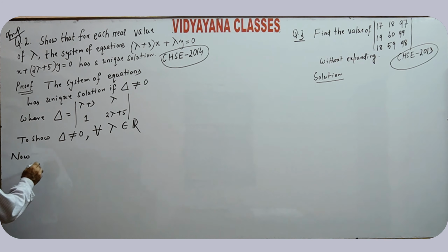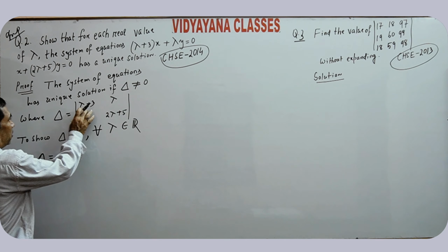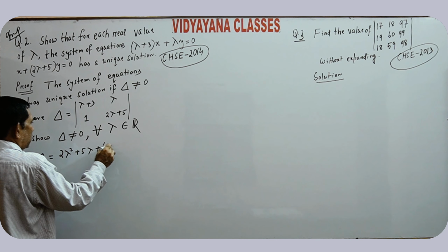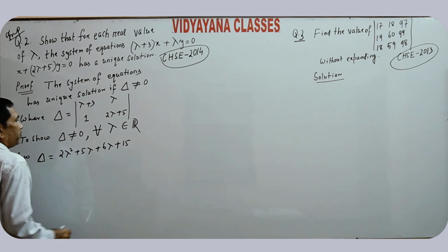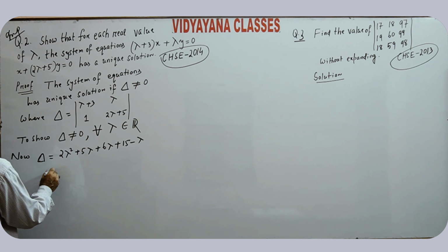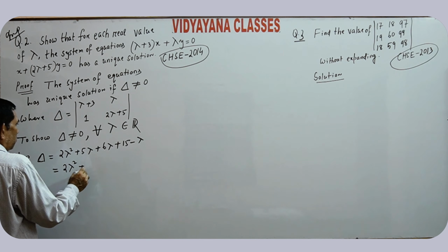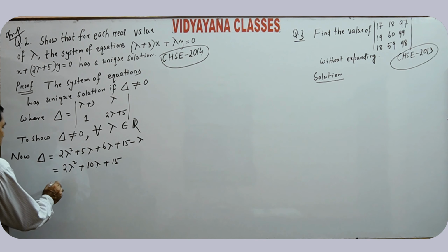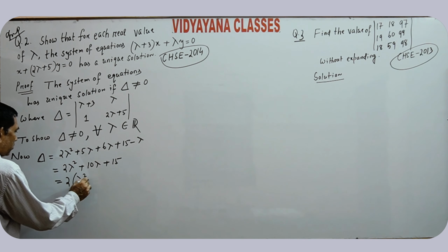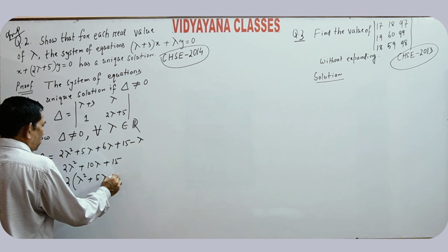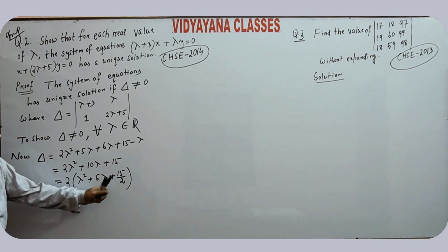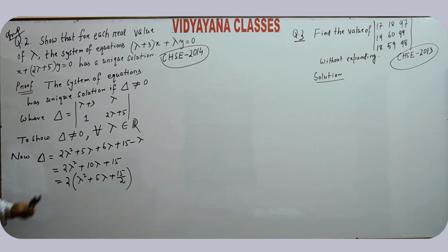Now del is the determinant, this into this, that is 2 lambda square plus 5 lambda plus 6 lambda plus 15 minus lambda, which is the same as 2 lambda square plus 10 lambda plus 15, which is same as 2 into lambda square plus 5 lambda plus 15 by 2. We have to show del not equal to 0.